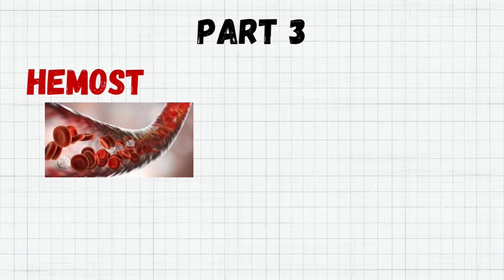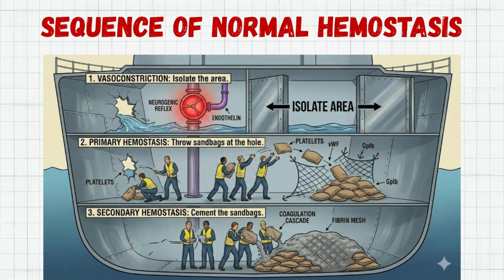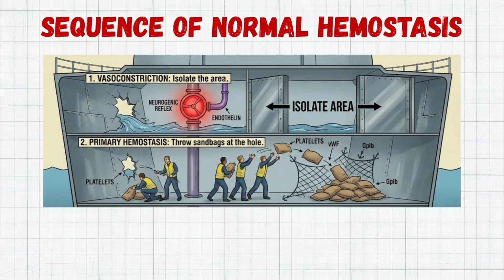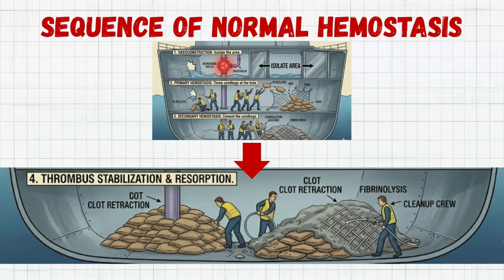Part 3. Hemostasis and Thrombosis. It covers our NMC Competency PA 6.4. Now we move to the clotting section. Normal hemostasis happens in a sequence. Imagine a hull breach on a ship. Vasoconstriction isolates the area. It is a neurogenic reflex. Primary hemostasis: they throw the sandbags at the hole. The platelet plug formation involves von Willebrand factor and glycoprotein 1b. Secondary hemostasis cements the sandbags. The coagulation cascade leads to fibrin mesh. Then comes thrombus stabilization and resorption, or the cleanup.